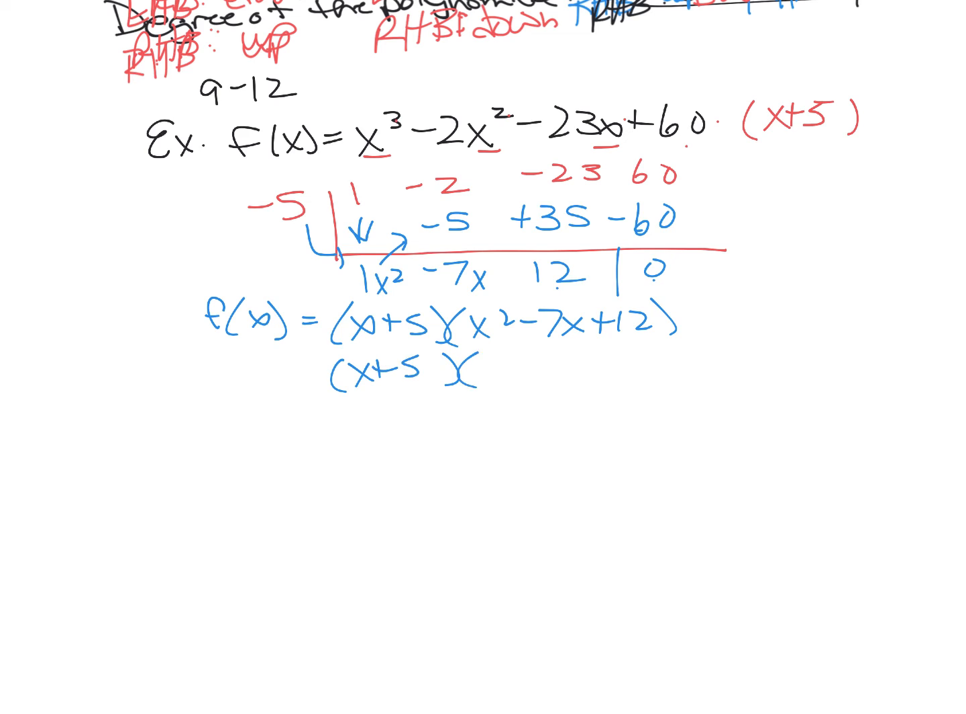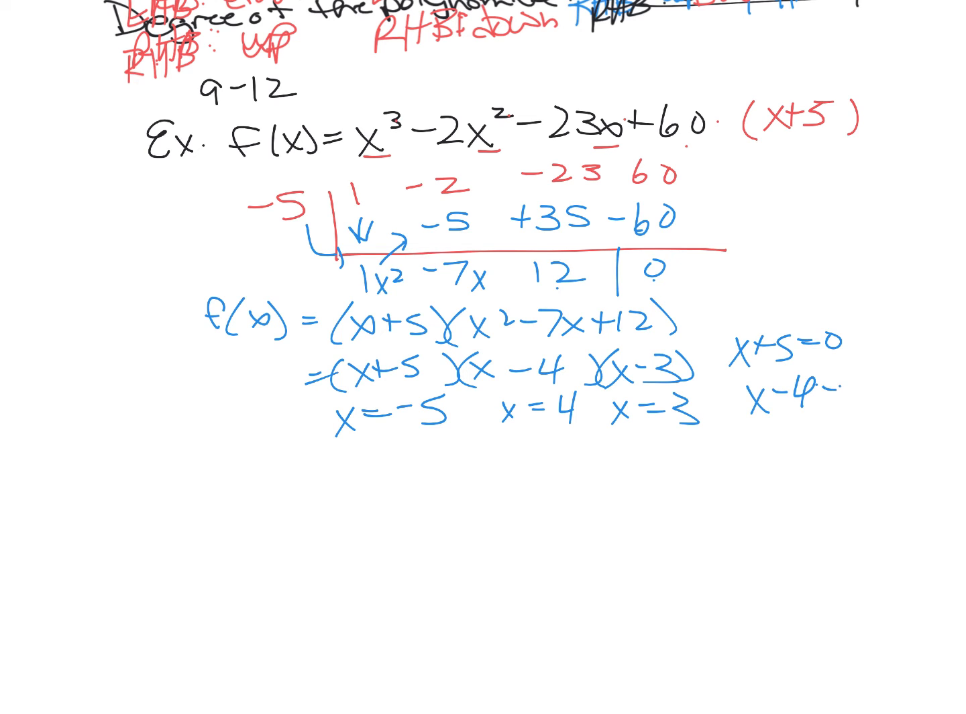This trinomial turns into two binomials because we can factor it: -4 and -3. So it's crossing the x-axis at -5 and at 4 and at 3 because we're setting each one of these equal to 0. So x plus 5 equals 0 and solve, x minus 4 equals 0 and solve for x, and x minus 3 equals 0 and solve for x. Okay, so you're going to do a little graph.